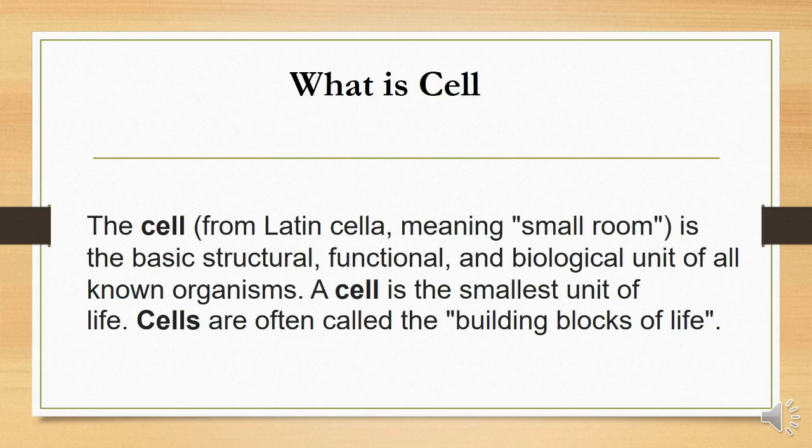So starting from the definition, what is a cell? The word cell comes from the Latin word cella, which means small room. So the cell is the basic structural, functional and biological unit of all known organisms, either plants or animals or unicellular organisms. A cell is the smallest unit of life, so cells are often called the building blocks of life. They start building the life.